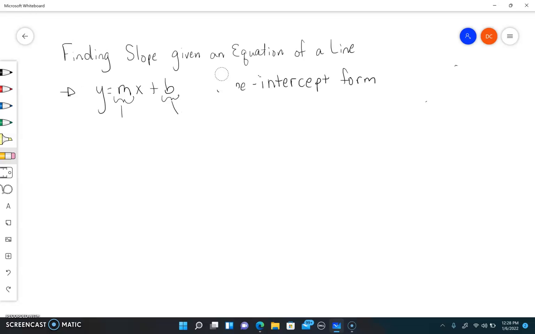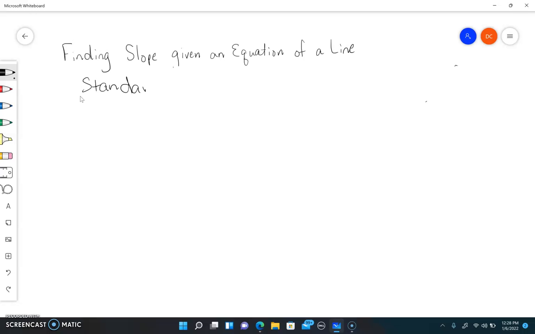Now, sometimes you're not given a line in slope-intercept form. Sometimes you're given a line in what they call standard form, which is ax plus by equals c. Now you can see we don't have a nice y equals mx plus b, so we don't know the slope here. But there is a formula for the slope. In this standard form, your slope is -a over b.